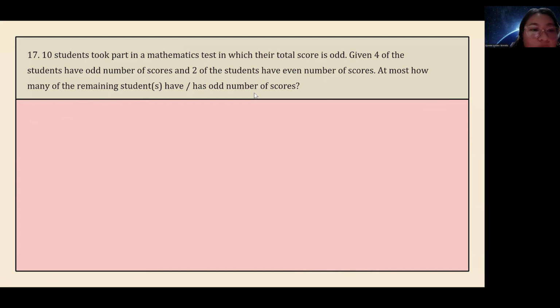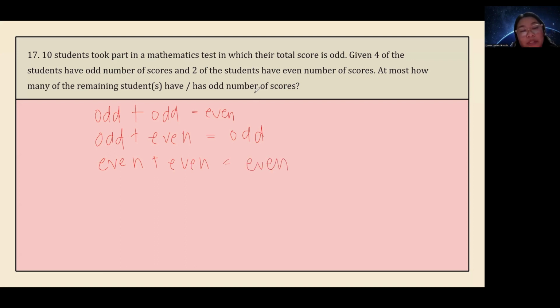Odd number of scores. So for this one, you have to remember that if we add odd plus odd, we get an even number because we can pair them up, just like 1 plus 1 equals 2. Odd plus even, in the case of 1 plus 2, we get an odd result. Now for even and even, just like in 2 plus 2, we get 4. So even plus even, we get an even result.